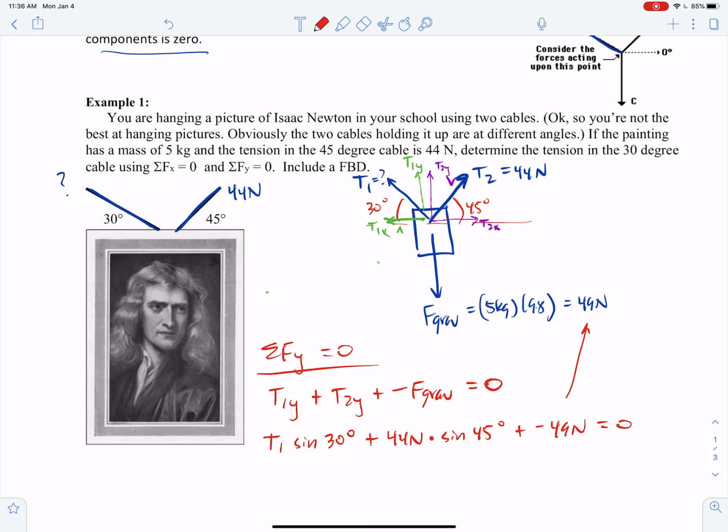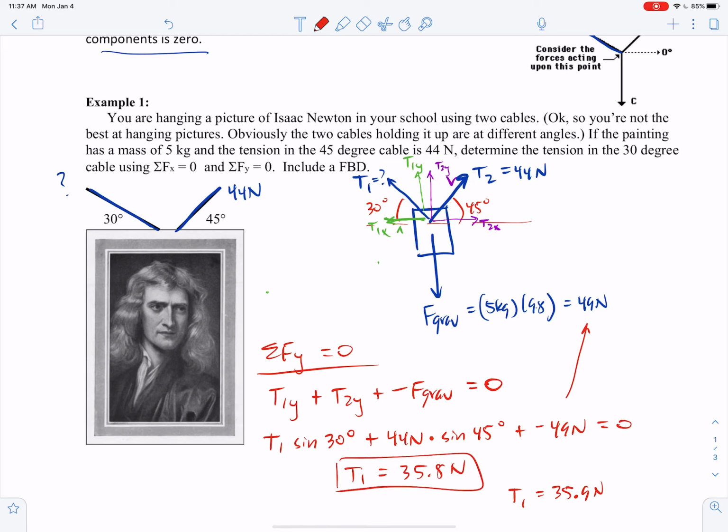Okay, then doing some algebra on that, I would move the 49 over to the right side. I would subtract 44 times sine 45, and I would get that T1 equals 35.8 newtons. And that's super close to what I got before. Before I got that T1 is 35.9 newtons. So probably just a rounding error somewhere.